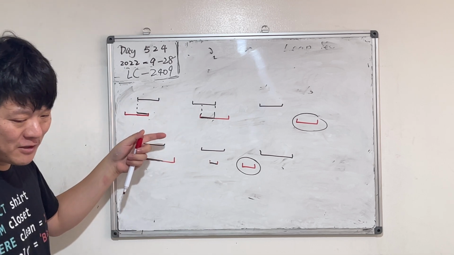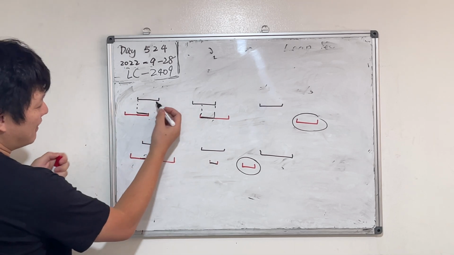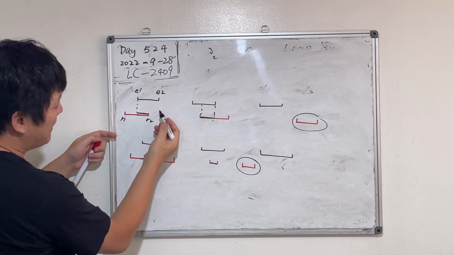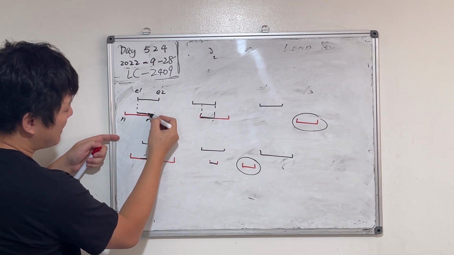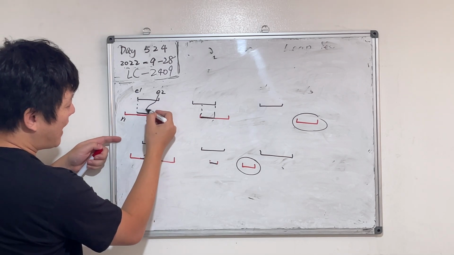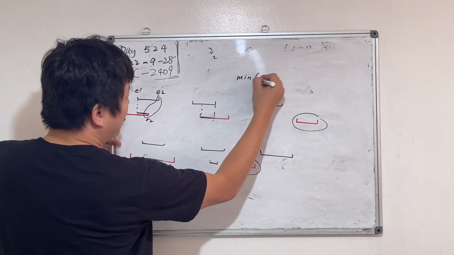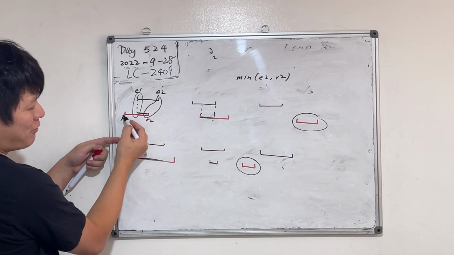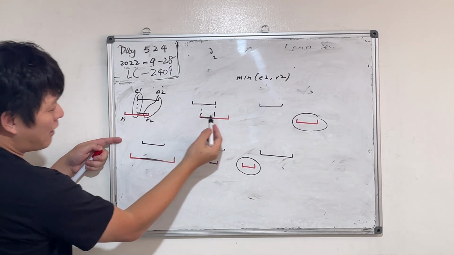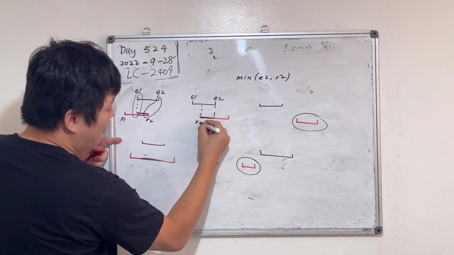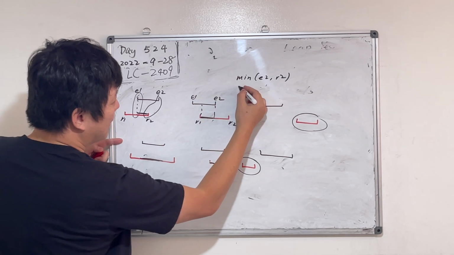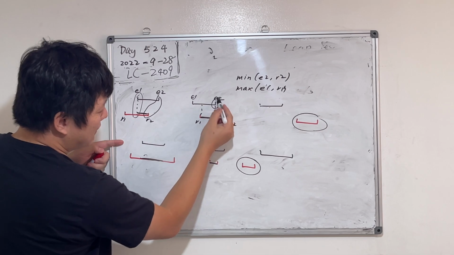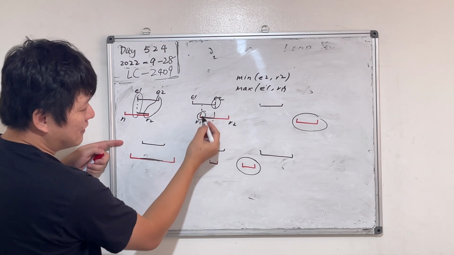All these 4 scenarios, we can get the intersection by looking at this end. This is E1, E2, and this is R1, R2. We want to find the intersection. The right end of the intersection is the minimum of E2, R2, and the left bit is the maximum of E1, R1. You get it? And how about this one? E1, E2, R1, R2. The minimum of E2, R2 is this one, the maximum of E1, R1 is this one, so the intersection is this bit.